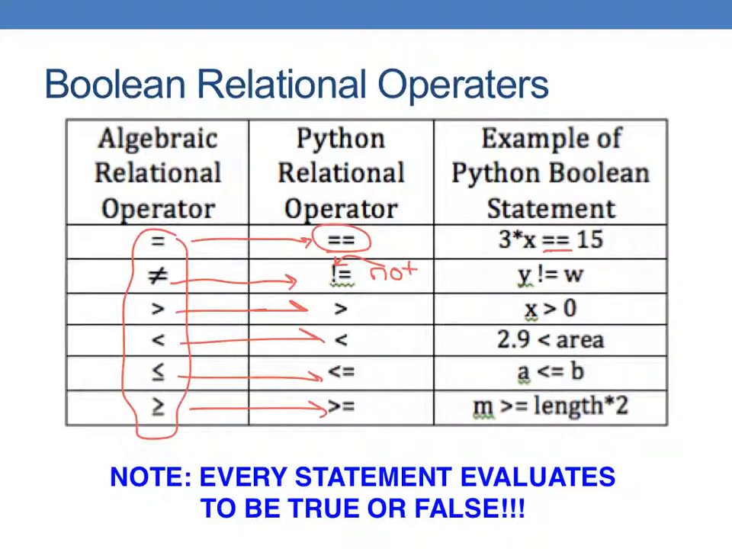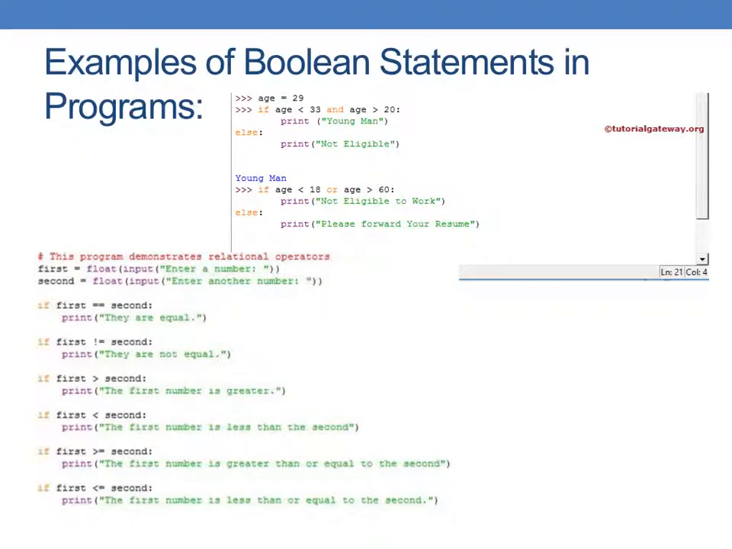So note that all of these statements, when we use them in Python over here, every single one of these statements can evaluate to be true or false. None of them are going to assign a value or anything like that. Every statement, if we know the values for the variables contained within them, will evaluate to be a true or false value and therefore can be used to help us make a decision.